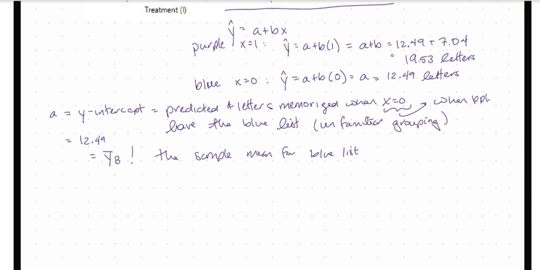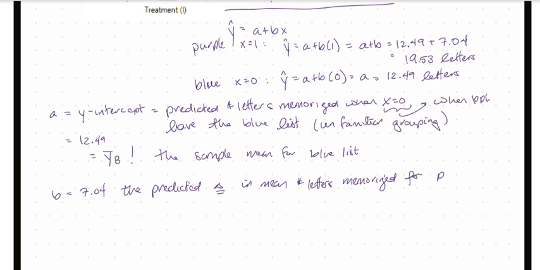So b in this case is 7.04. Well, this is a sample slope, but it's a slope for an indicator variable. So this is the predicted change in the mean response. So the mean number of letters memorized for the purple list versus the blue list.